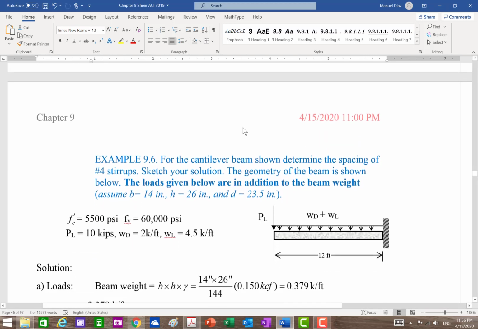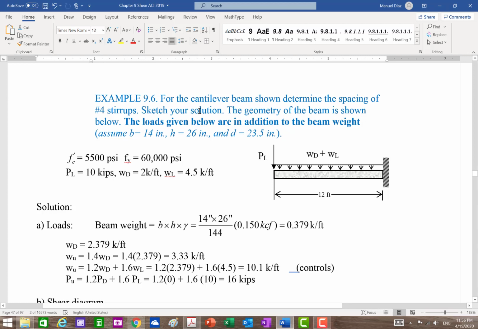Yeah, let me do one more example. 9.6. 9.6 is special in the sense that now you're going to deal with a cantilever beam. So what is going to change? Well, first of all, you're going to see that the calculations themselves on how to find the shear and the distance d and V sub s and all that, no changes there, okay?